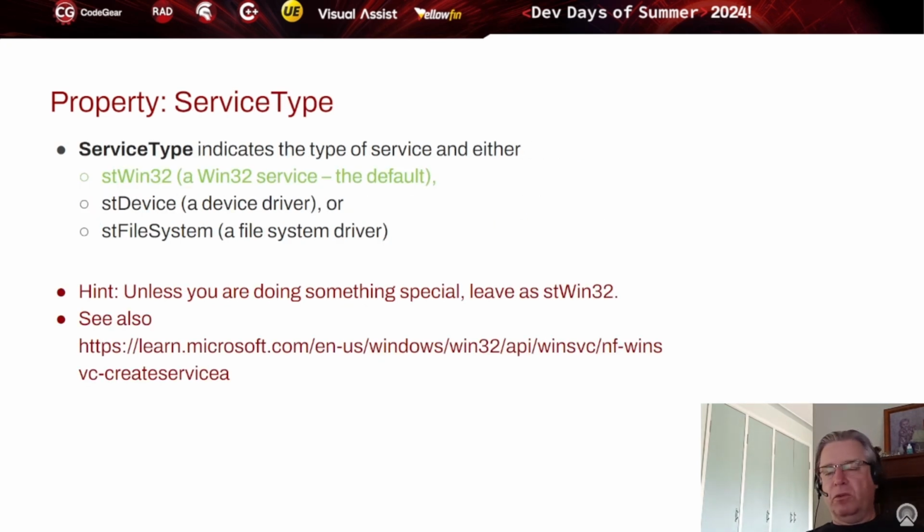The type of service we're writing is also important. It can be one of three values. We can either be writing a standard Windows service, a device driver, or a file system driver. The default setting is a Win32 service, and unless you are doing something lower level, you can pretty much just leave it the way it is. If you want to know more about what happens underneath, you can have a look at this particular page on the Microsoft website about the CreateService API call.